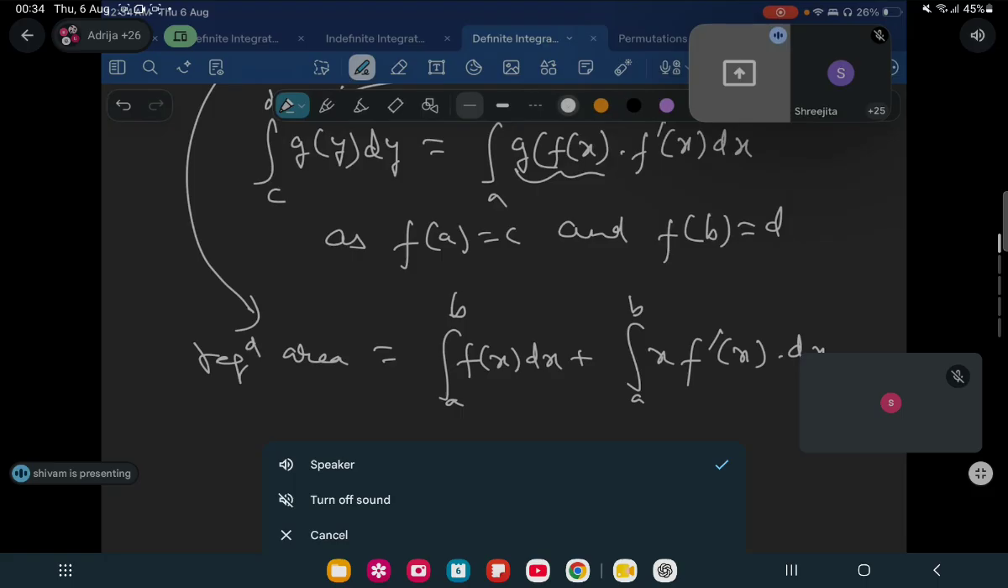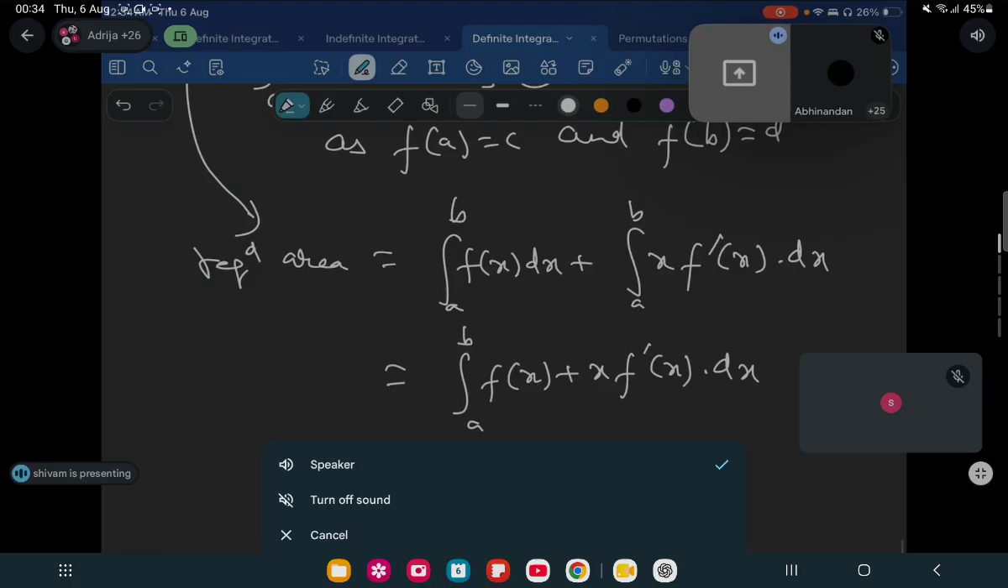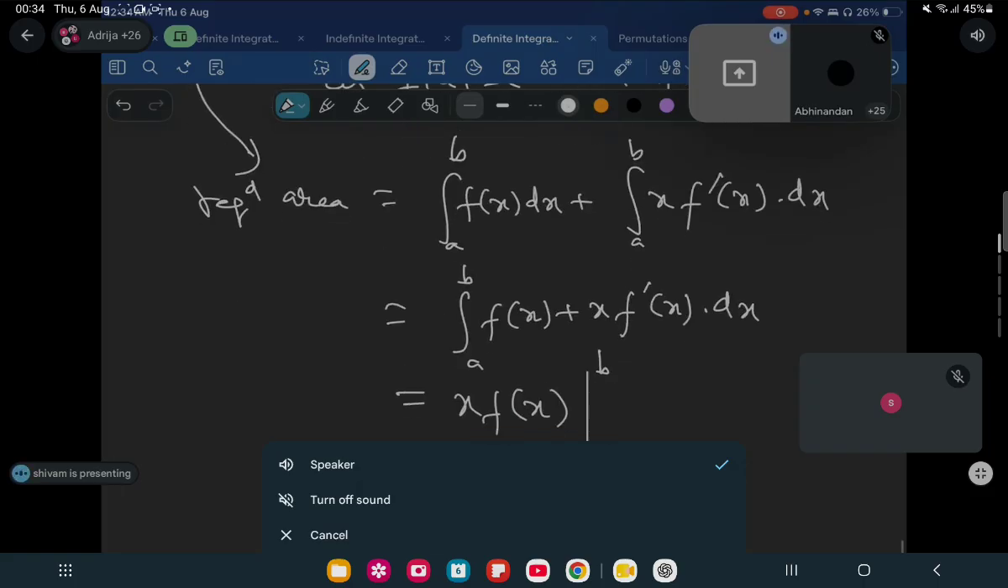Okay. Are you people able to recall any standard integral? Sir, x f of x. X f of x. Absolutely correct, Abhinandan. Anyone having any doubt, you can ask me. This will become x f of x from a to b. Now let us back substitute. This will become b f of b minus a f of a. Oh, wait a minute. F of b is equal to d, so bd minus ac.